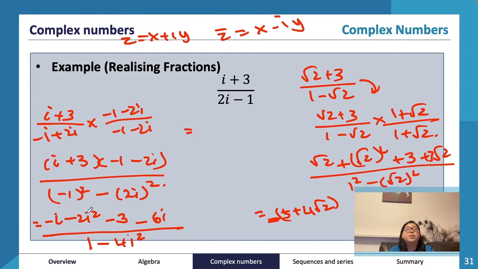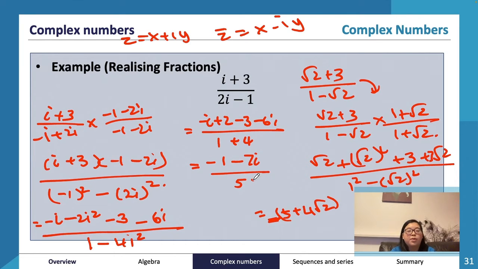So if we group like terms here, and remember i² equals negative 1, we'll get negative i plus 2 minus 3 minus 6i over 1 plus 4. So we can group everything now, and this is going to be negative 1 minus 7i over 5. And that's going to be our overall answer. So it's essentially just doing what we normally do with surds anyway, and just rationalizing it using that.